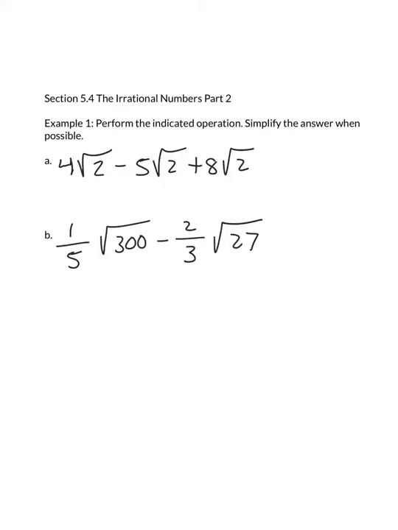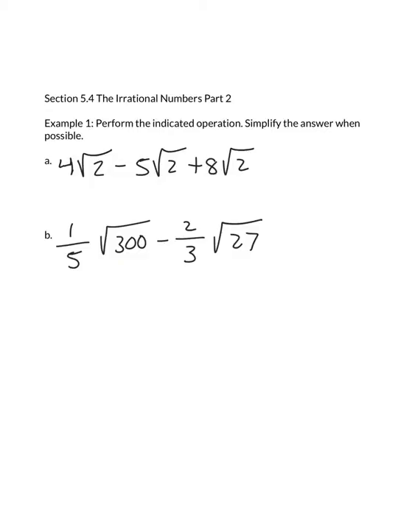Well, not the case, unfortunately, when we're adding and subtracting. So A says 4 square root of 2 minus 5 square root of 2 plus 8 square root of 2. Kind of like with algebra, with letters, we had to have the same exact letter before we could add or subtract it. It's kind of the same idea here.